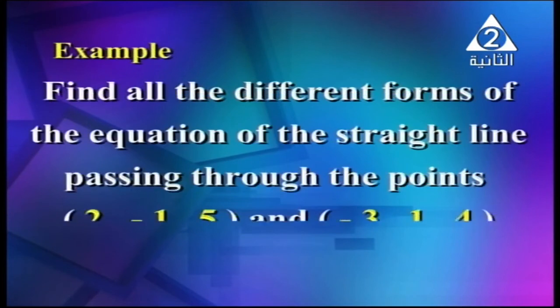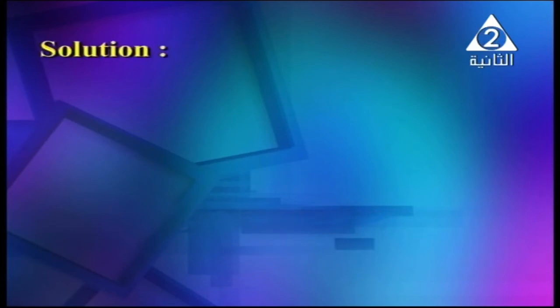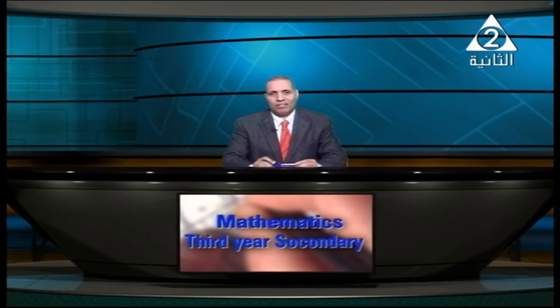Example: find all the different forms of the equation of a straight line passing through the points (2, negative 1, 5) and (negative 3, 1, 4). Look at the solution. My dear student, in this example, we are required to find the different forms of a straight line passing through 2 points. What is the problem? We have 2 problems. First, the direction vector of the straight line is unknown from the given. How do we find the direction vector of a straight line passing through 2 points? This is easy.